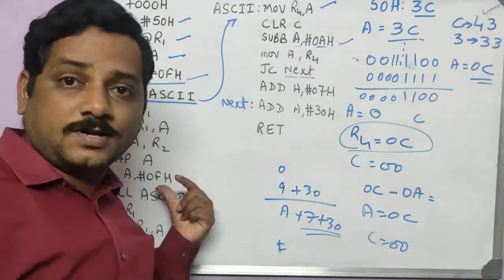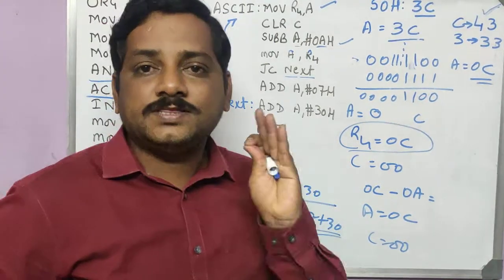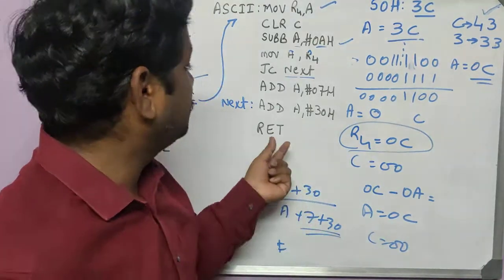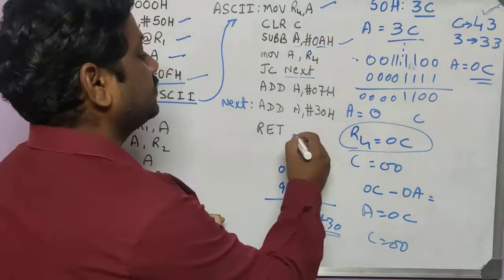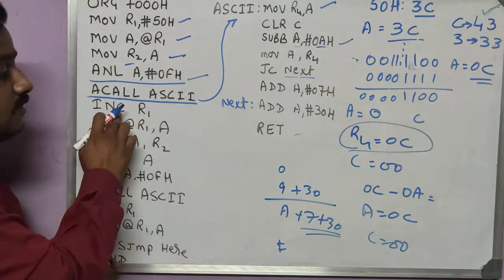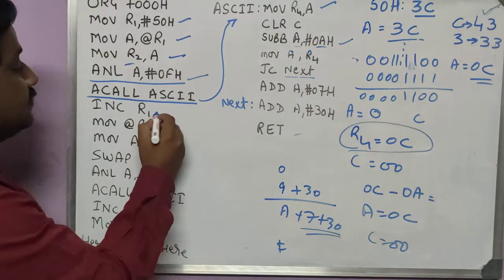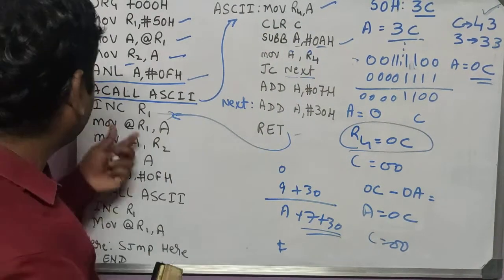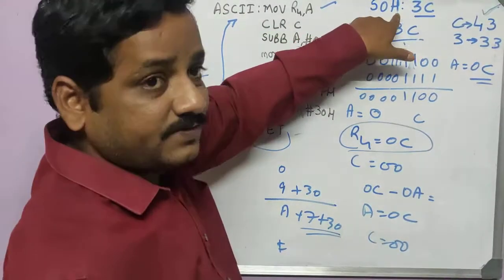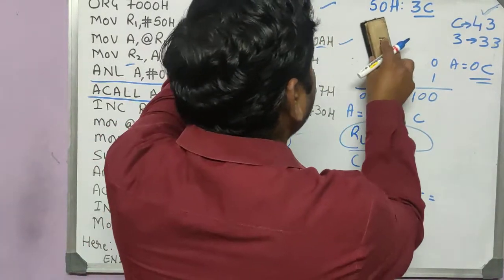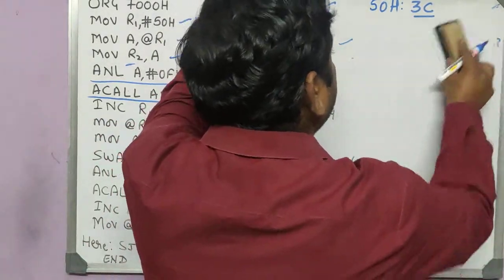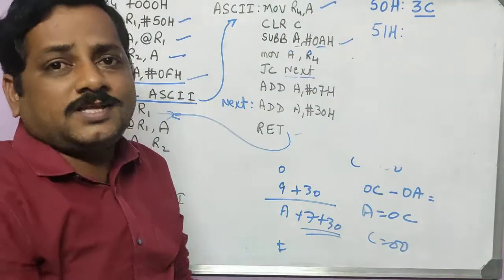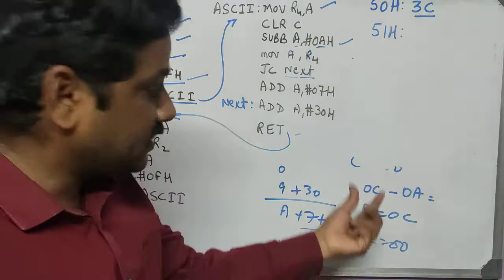Now just go back to the main program. Return. Every subroutine program has to end with RET, that is return. When the return instruction executes, it will come back to the next line where we stopped. So the program will come back to this line and increment R1. R1 was 50, now R1 is going to become 51. Here I am going to store the answer, which was in A, the accumulator.